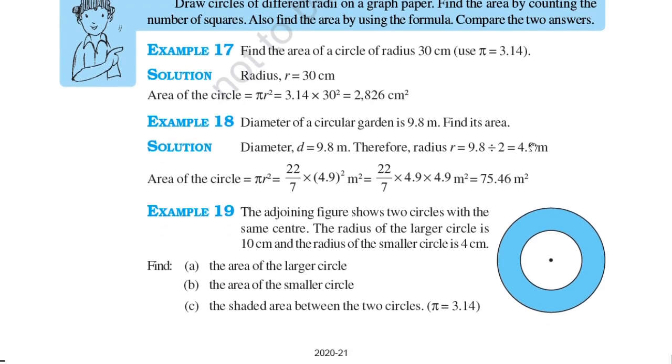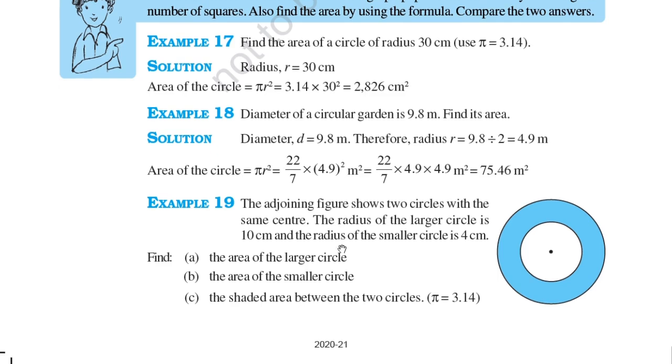Example 18. Diameter of a circular garden is 9.8 meter. Find its area. So diameter is 9.8, so radius becomes half of it, that is 4.9 meter. Area of circle is equal to pi r square, which is 22 by 7 into 4.9 square meter. That is equal to 22 by 7 into 4.9 into 4.9 meter square, which is equal to 75.46 meter square.